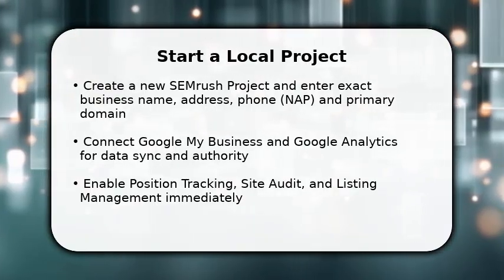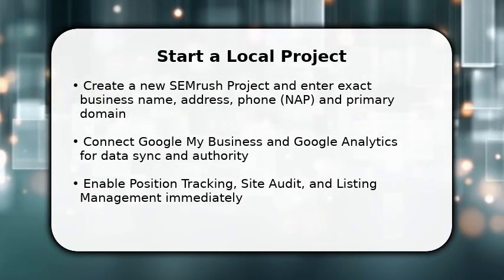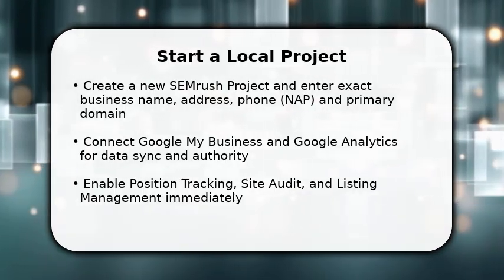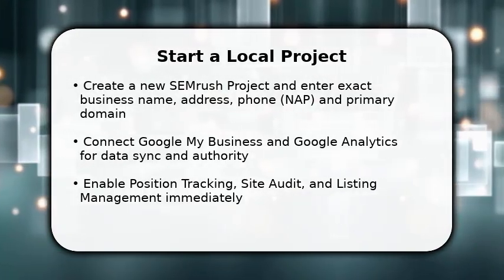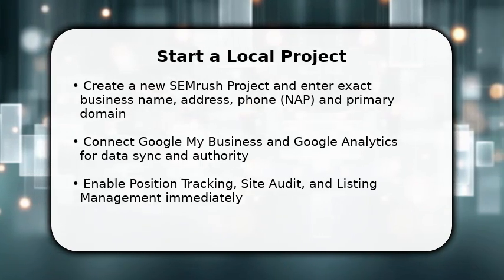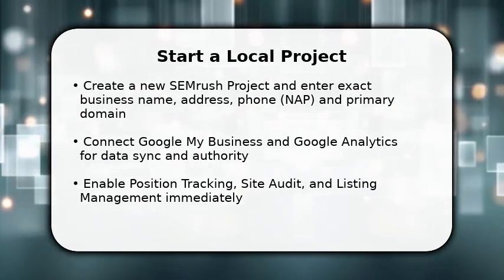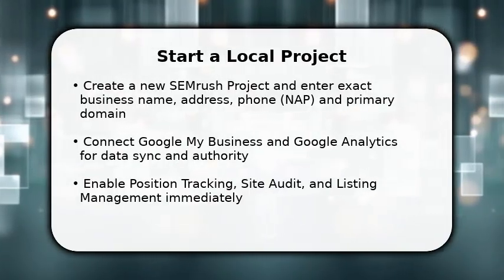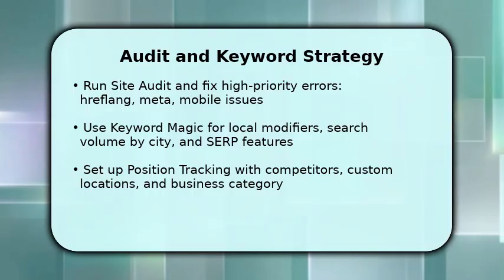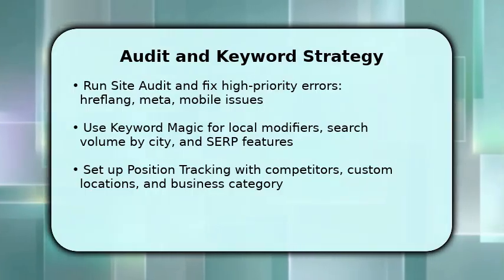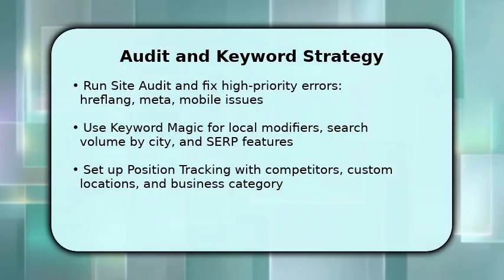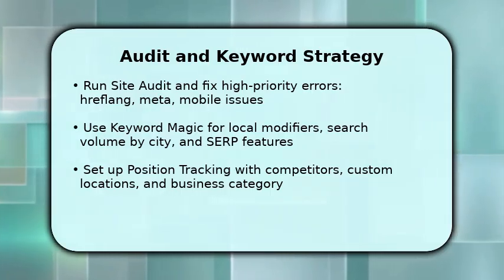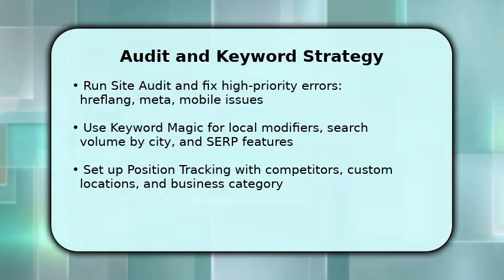Next, enable position tracking, site audit, and listing management right away so Semrush can collect rankings, crawl issues, and citation status. You set national versus local tracking options now, pick city or radius targeting, and schedule daily or weekly updates to get ongoing insights. You run a full site audit and prioritize fixes that block crawlers or hurt mobile usability. Fix broken schema, duplicate content, and crawl errors first because they directly affect local visibility.